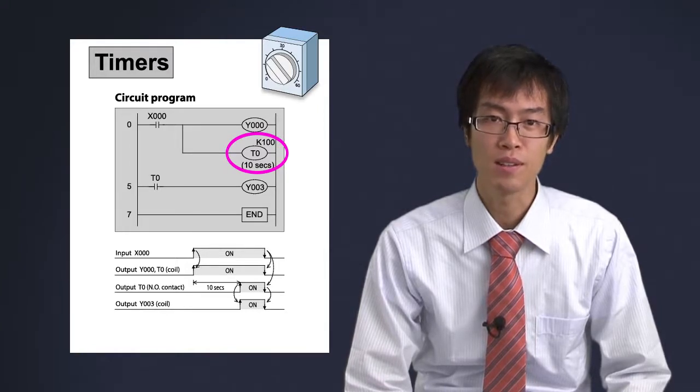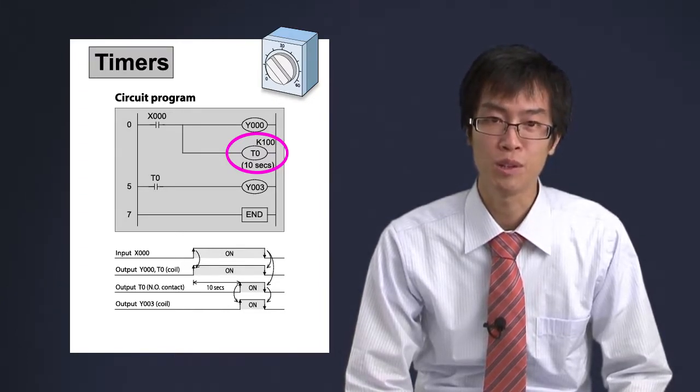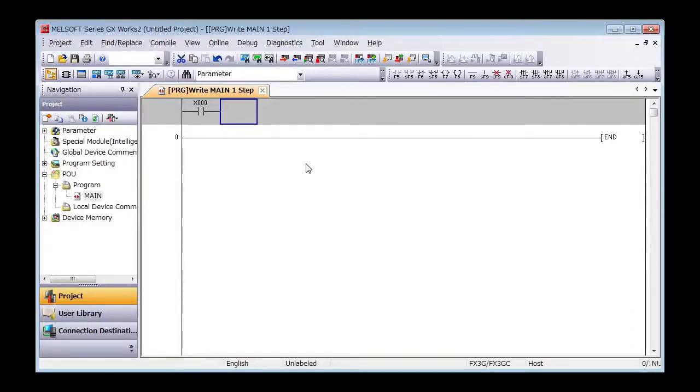A timer contact does not close until its coil has been energized for a preset period of time. For example, if you set timer T0 as K100, the T0 contact will not turn on until after the T0 coil has been energized for 10 seconds. This is used to program a delay.